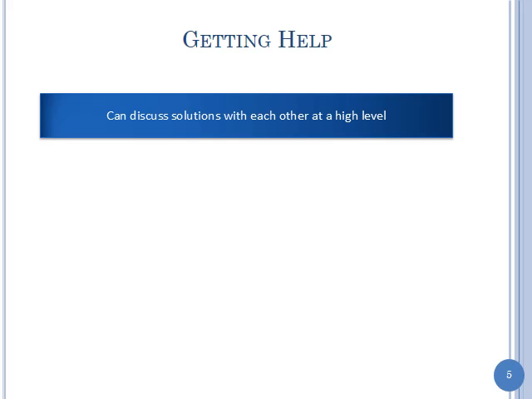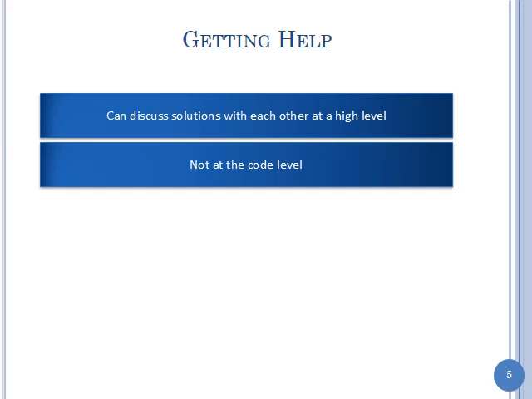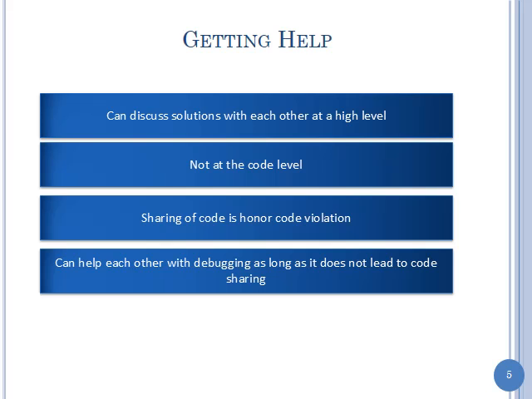So you can discuss solutions with each other at a high level. This is stuff you've seen before, not at the code level, so you shouldn't really be sharing code. The point is that when you do your project, it should be clear that the code didn't come from somewhere else. Debugging together is fine, of course.